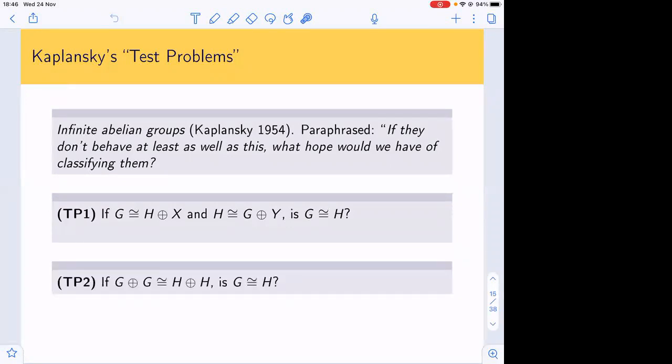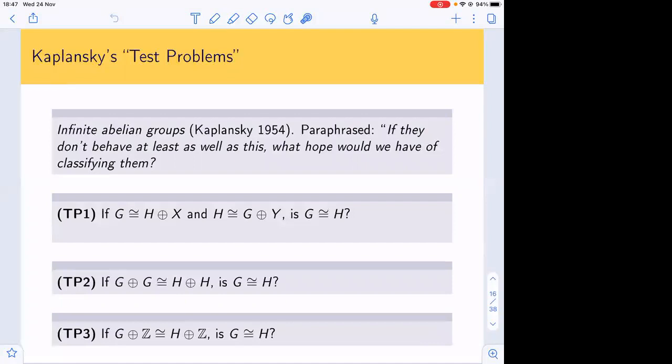The second test problem: let's suppose we have two groups where the direct sum of two copies of G is isomorphic to the direct sum of two copies of H. Does that necessarily mean that G and H have to be isomorphic? In other words, might we have some abelian group that we can split into the direct sum of two isomorphic groups in two completely different ways? Okay, and again, in 1954, nobody had any idea.